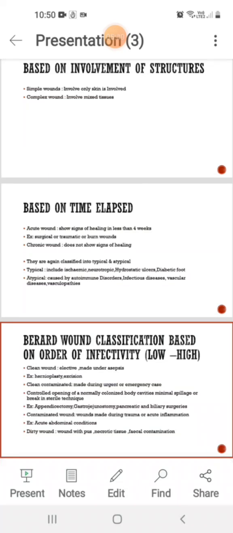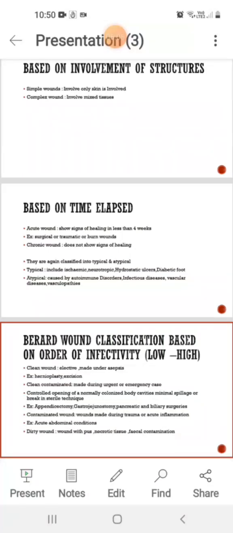Based on type of wound, they are classified into closed and open. Closed wounds include BBH: bruise, blunt injury, hematoma. Open wounds include APIL: abrasion, penetrating injuries, incised wounds, and lacerated wounds.